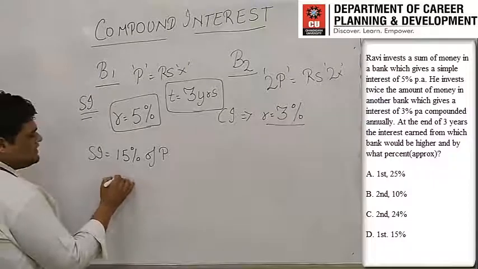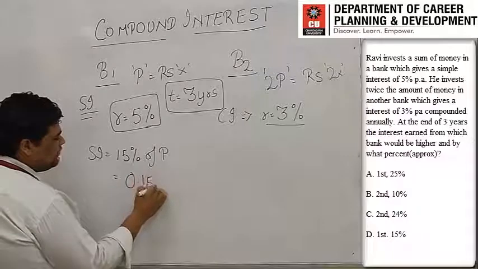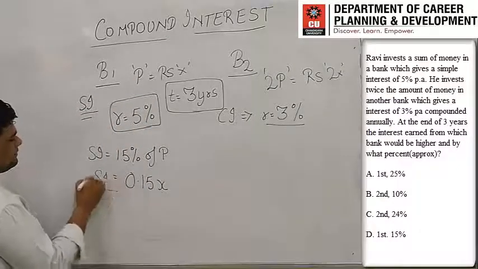Now, here the SI will come out to be how much? SI will be 0.15 of X, which is the principal. This will be the SI.